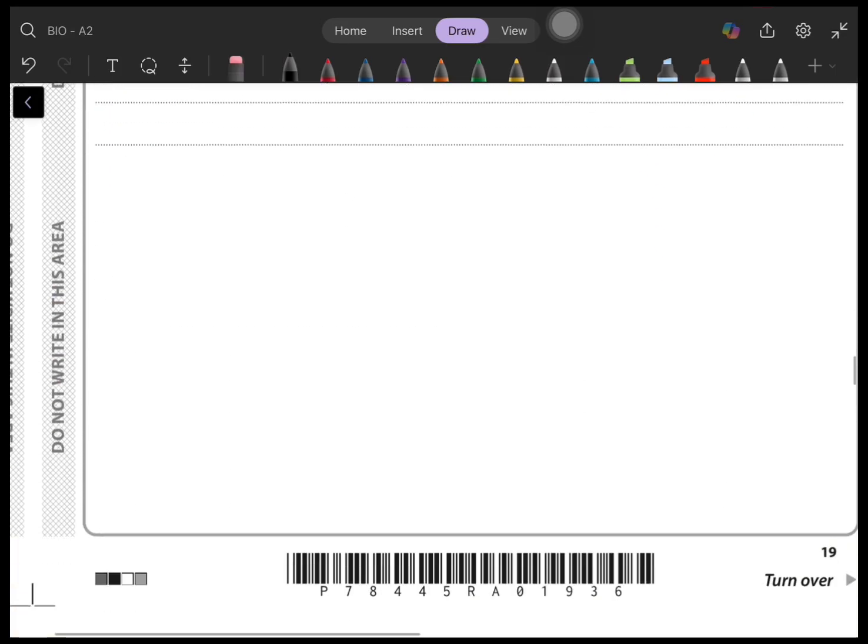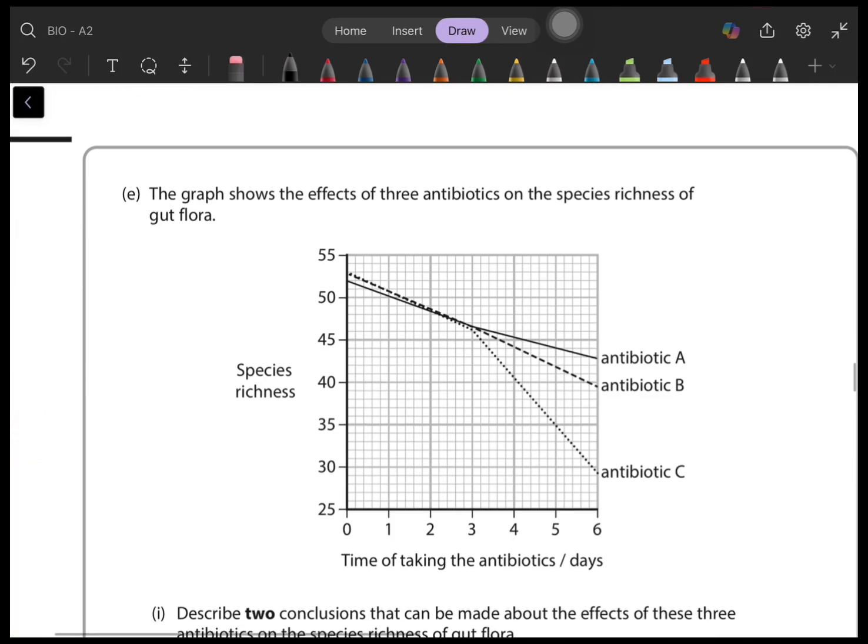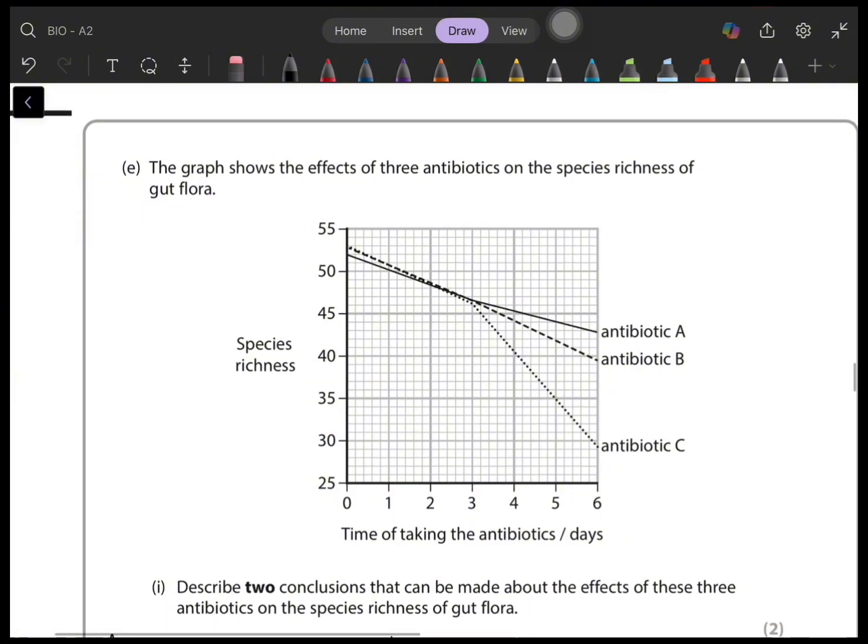Okay, let's just move on. The graph shows the effects of three antibiotics on the species richness of gut flora. So what basically is this flora? Flora is the total number of microorganisms of different species that could be found inside your body. Describe two conclusions that could be made about the effects of these three antibiotics on the species richness.